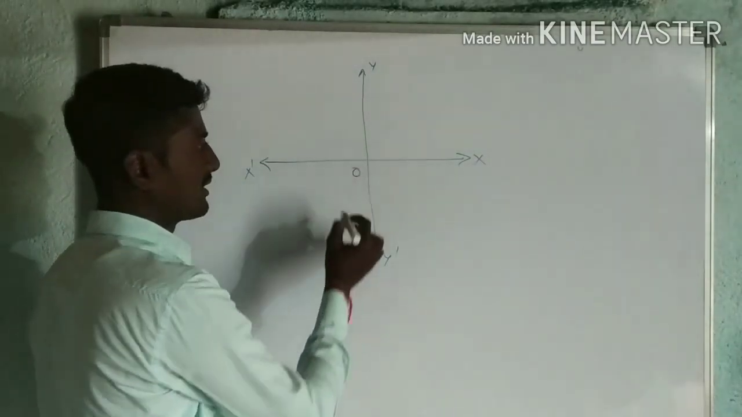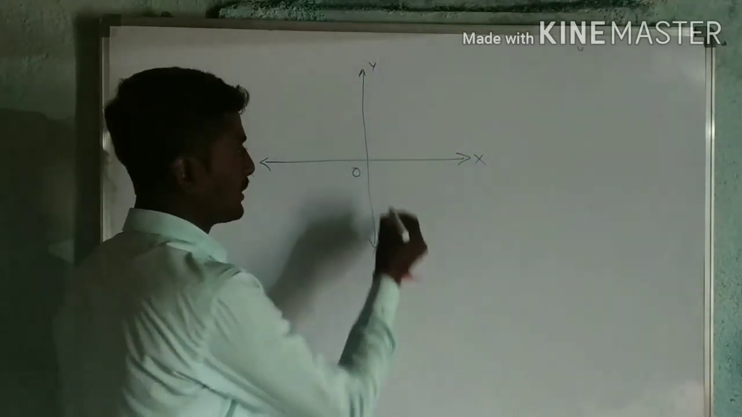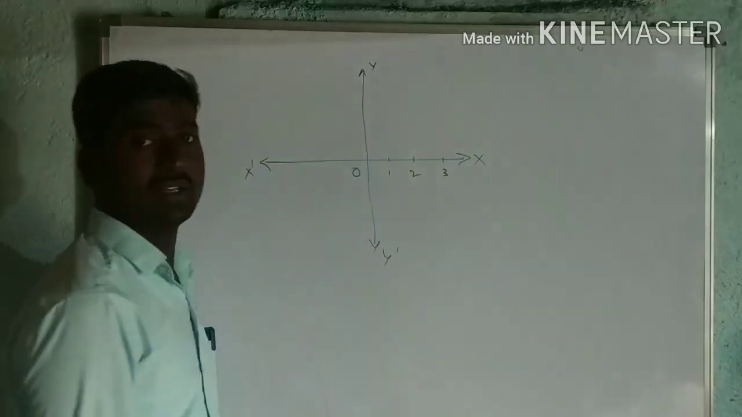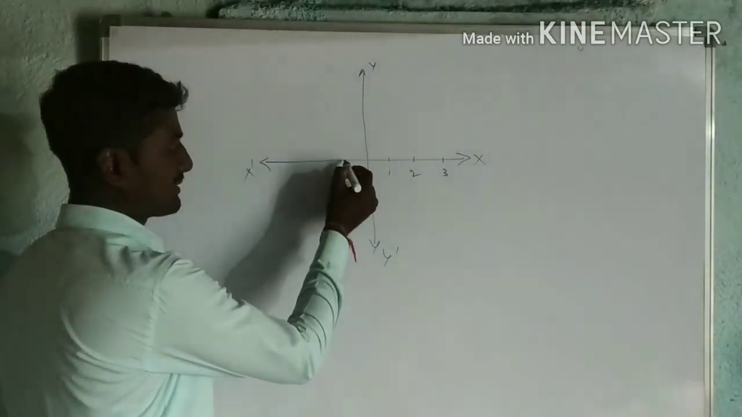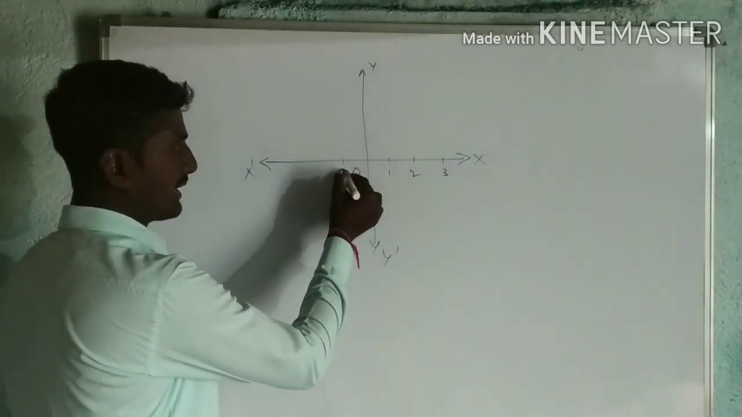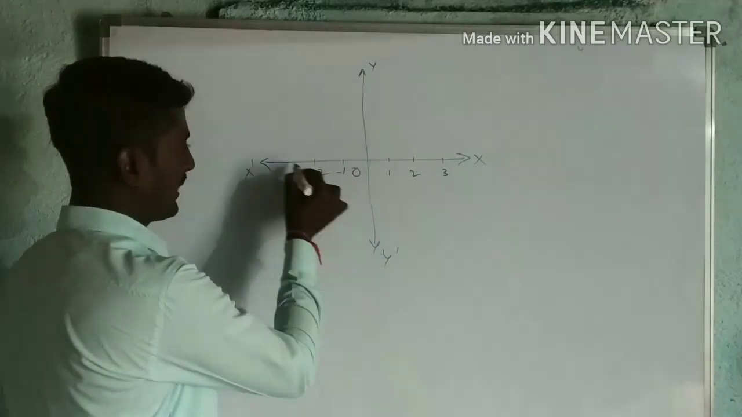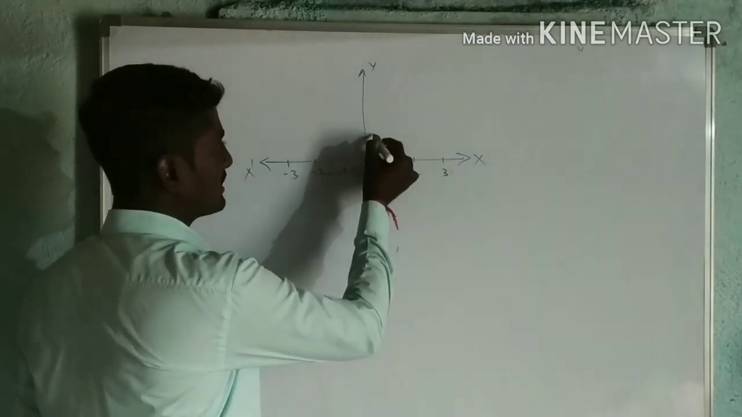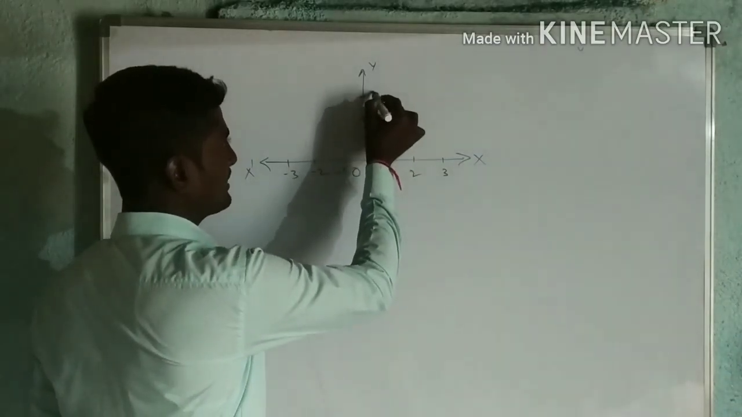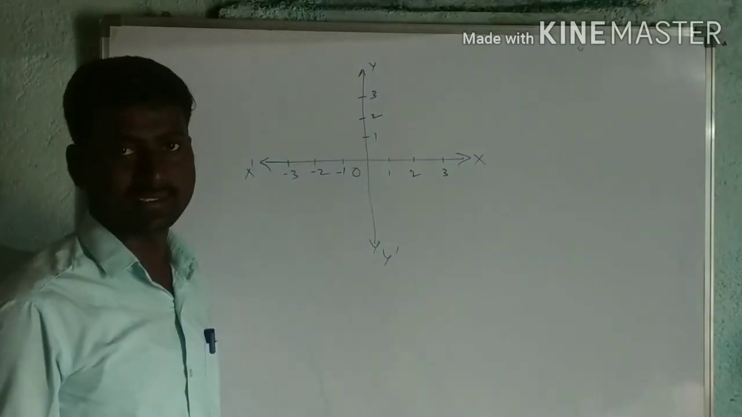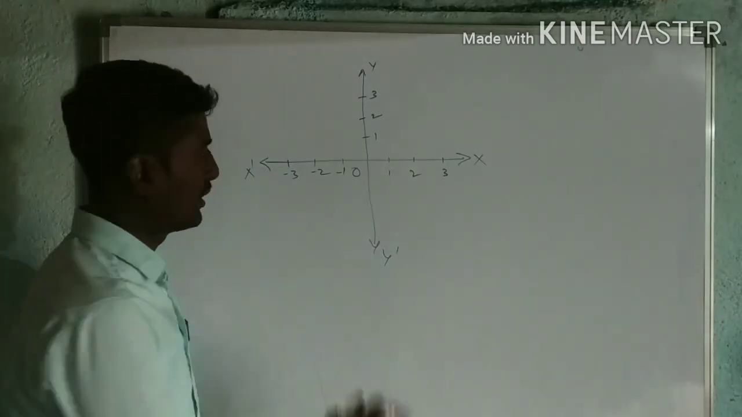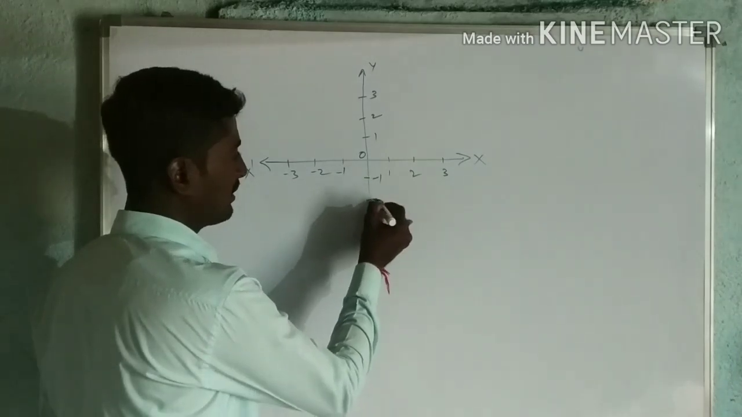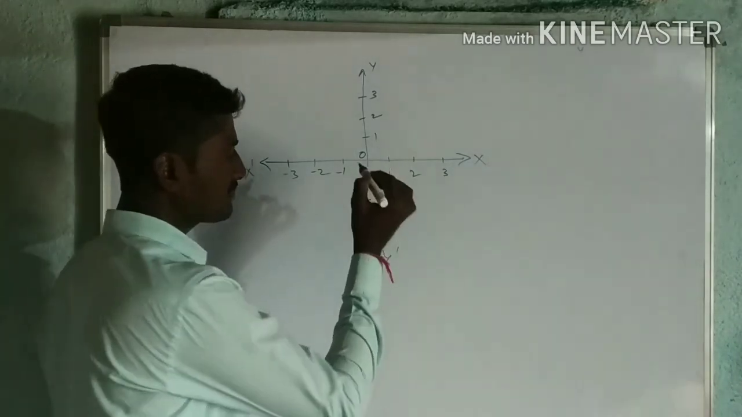Now this is the origin. The right side of the origin is the positive x-axis, so I'll take +1, +2, +3. The left side of the origin is the negative x-axis: -1, -2, -3. The upside of the origin is the positive y-axis: +1, +2, +3. Then the downside of the origin is the negative y-axis: -1, -2, -3.